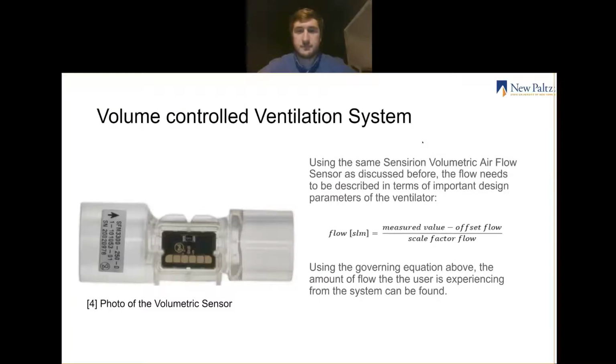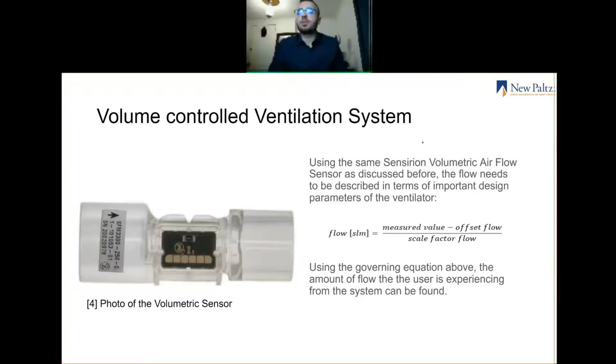The volume-controlled ventilation system runs on this volumetric flow rate sensor. It's calibrated using the flow equation provided by the manufacturer in standard liters per minute. Calibrating it consists of setting a set flow rate through the sensor and measuring the output voltage provided by the sensor. This is then calibrated into the MATLAB GUI, which interfaces with the Arduino motor control.